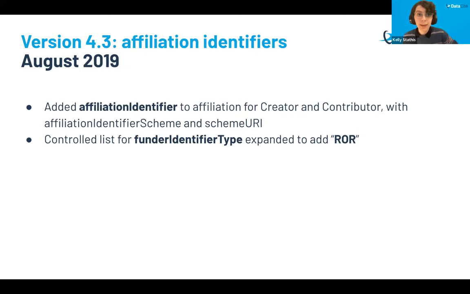Next, version 4.3 added affiliation identifiers to the creator and contributor properties. And this was an expansion of the affiliation subproperty that was added in 3.1. And around this time, the research organization registry, or ROR, was starting to gain traction to represent researcher affiliations. At the same time, we also expanded the control list for funder identifier type to add ROR as an option.